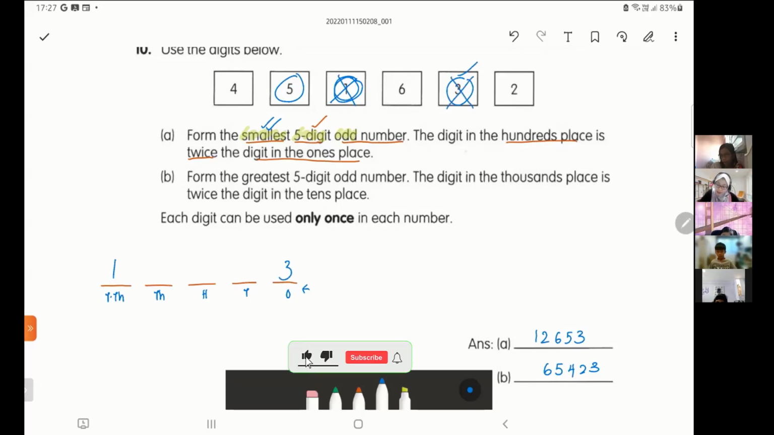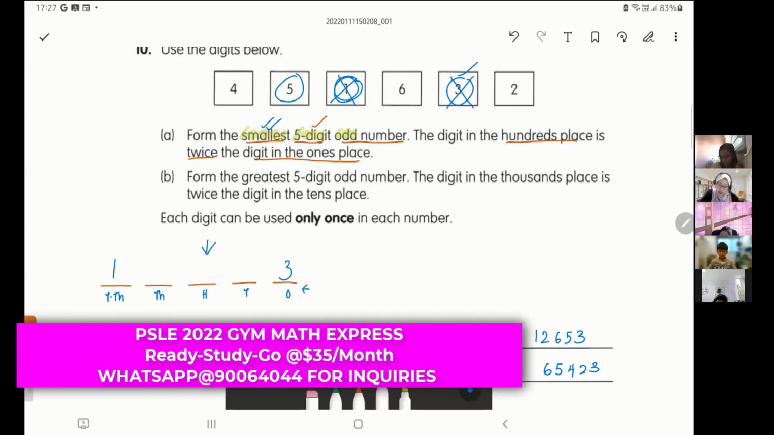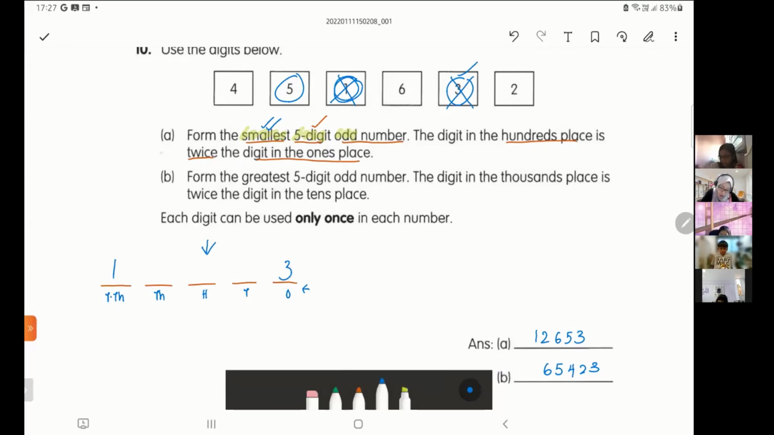Okay, now they say that the digit in the hundreds place, let's look at the hundreds place, is twice the digit in the ones place. Okay, so twice means 2 times. So the digit at the hundreds place is 2 times ones. So it is 6. This is out. So this is 6. Right? Like that. Okay, then I can fill up the rest by making use of what is left. I have 4, I have 5, I have 2 left. So I want to make it the smallest number, right? So which is the second smallest number? Number 2. So it says out.